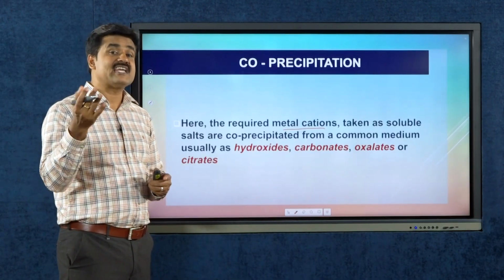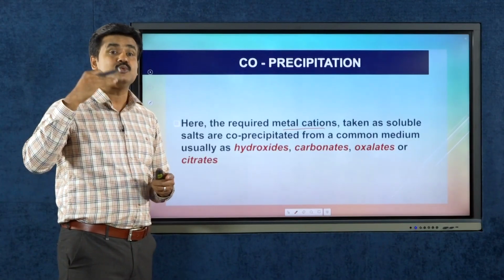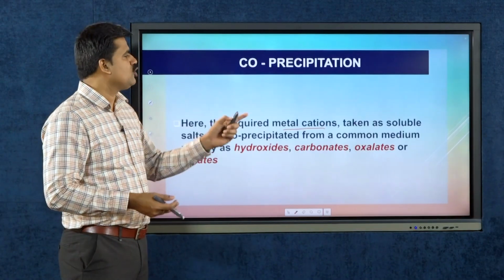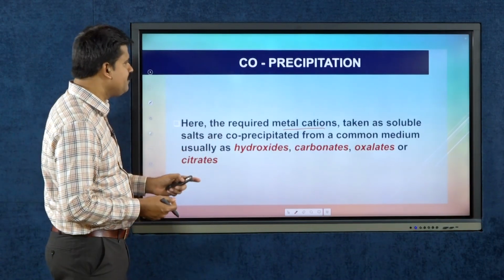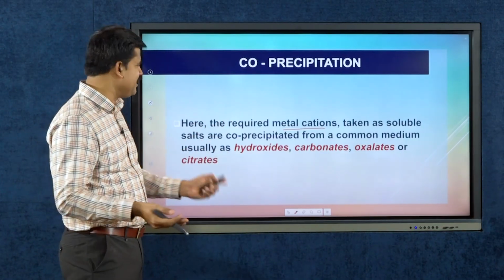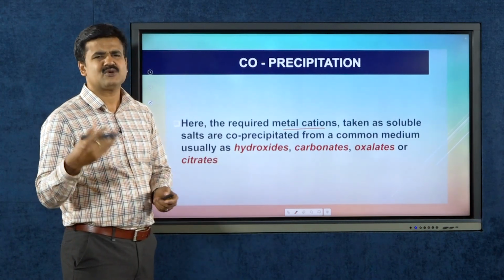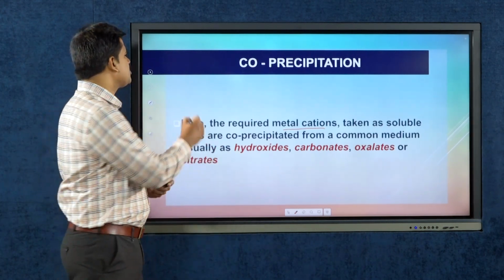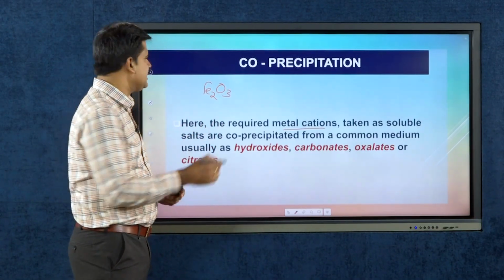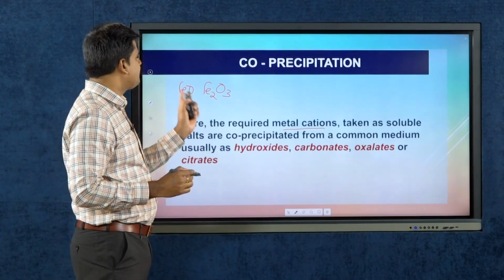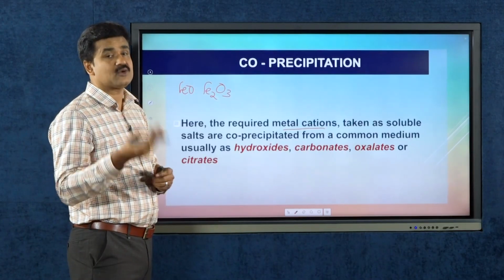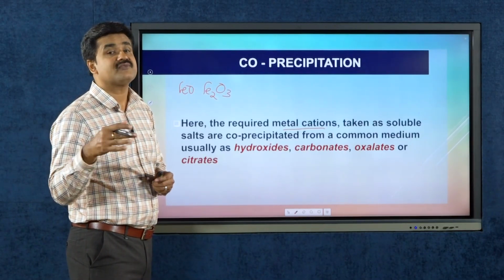A single solution containing two salt precursors is subjected to simultaneous precipitation, and you will get the nanoparticles. So from a common medium, the precipitation is performed, and the precipitate obtained may be hydroxide, carbonate, oxalate or citrate. For example, if you wish to prepare Fe3O4, Fe2O3 is ferric oxide, FeO is ferrous oxide. If ferrous oxide and ferric oxide form simultaneous precipitation as their hydroxides, then you will get nanoparticles of Fe3O4.